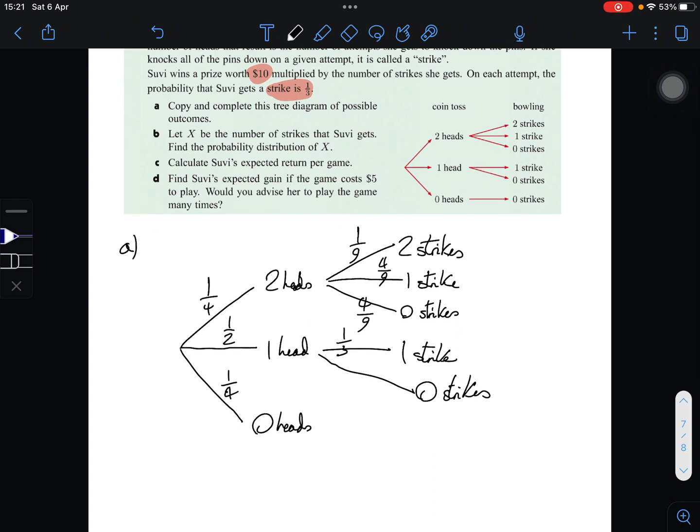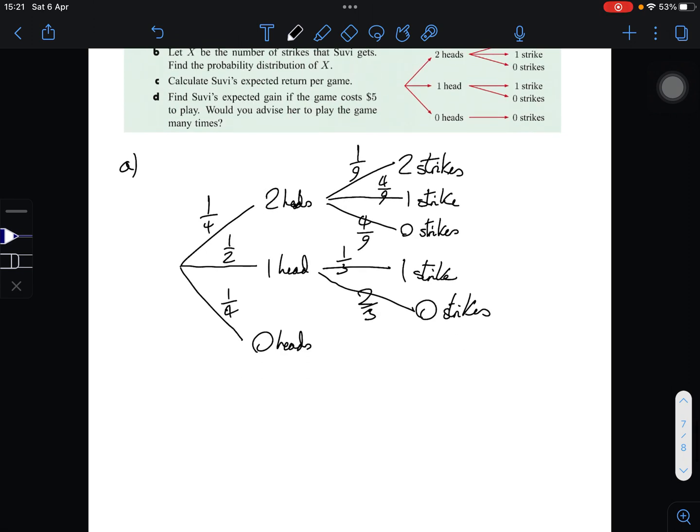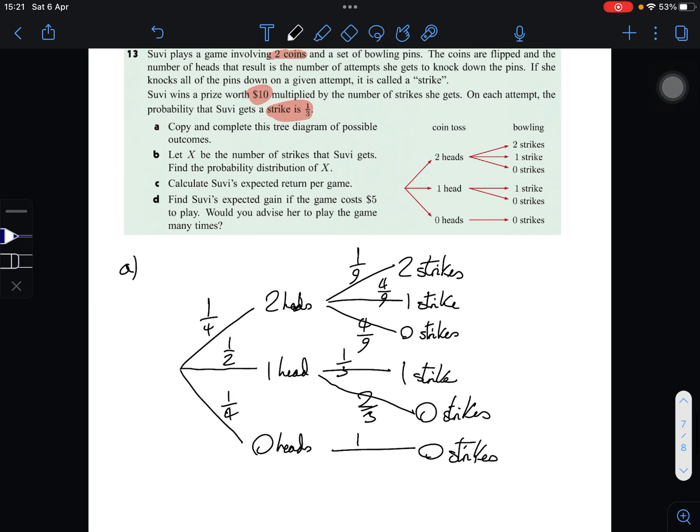Well, whatever's left, 2/3. And then 0 heads, well, she gets no strikes because she has 0 attempts. That is a really strange question. But that's what I mean.